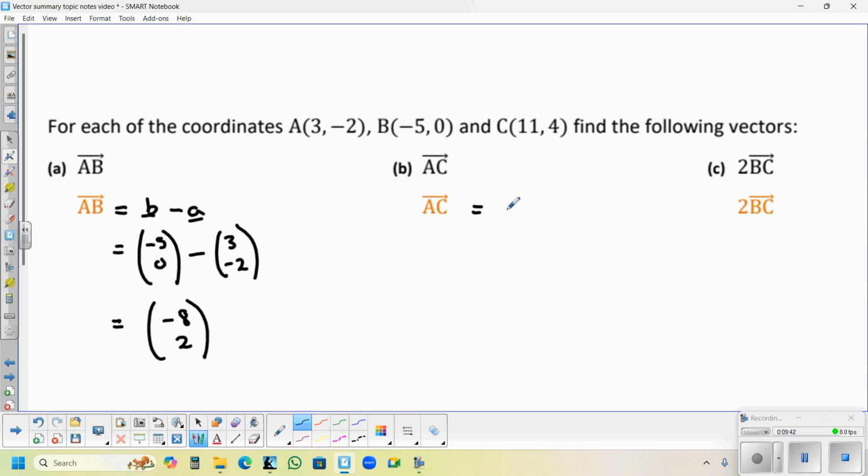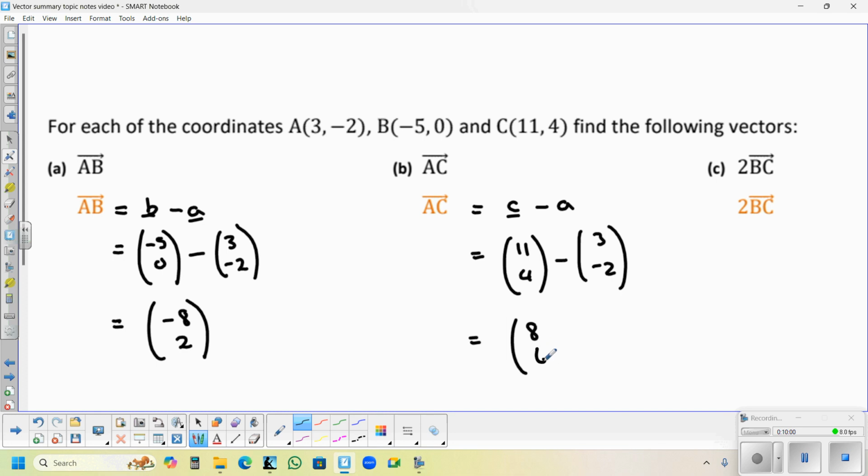Likewise, AC vector is C minus A, and that would be (11, 4). And I want to take away A vector, which is (3, -2). And I do that simple sum. 11 take away 3 gives me 8. And 4 take away negative 2 is the same as 4 plus 2, which is 6. Okay, that one you would just work out vector BC, and then you'd multiply all the components by 2. There's just 2 lots of them.